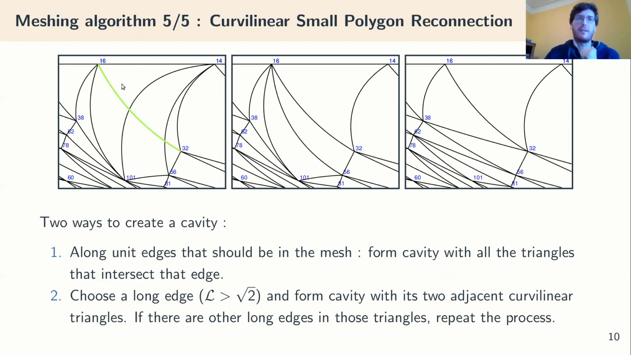One, you take a unit edge that should be in the mesh and take the intersecting triangles. And the other is you build a cavity from triangles connected with a long edge.